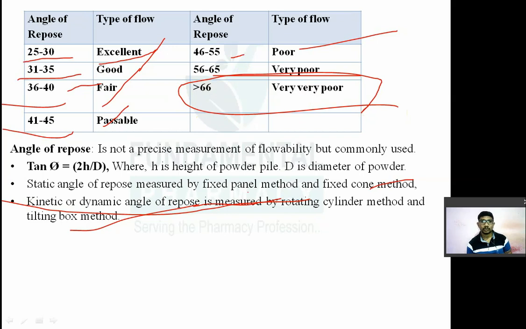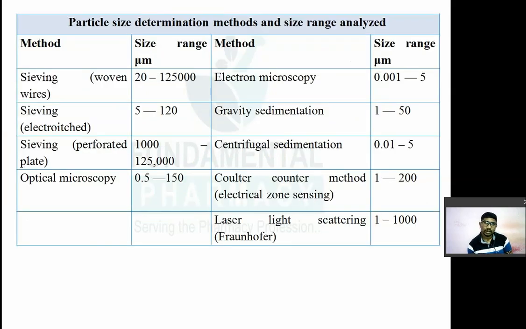Here, you can keep angle of repose less than 30. You can leave these values and make your own version: less than 30 excellent, 30 to 35 good, 35 to 40 fair, then 40 to 45 possible, then 45 to 55 poor, then 55 to 65 very poor, and more than 65 very poor. Make a small trick like this to remember, because they can ask a direct question, and it has been asked many times. Next one is the particle size determination method.